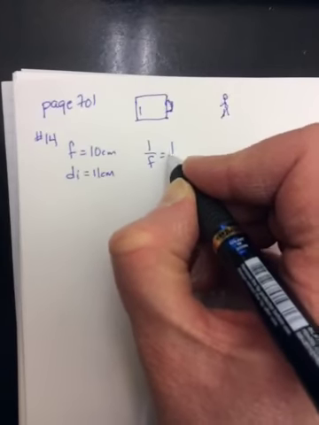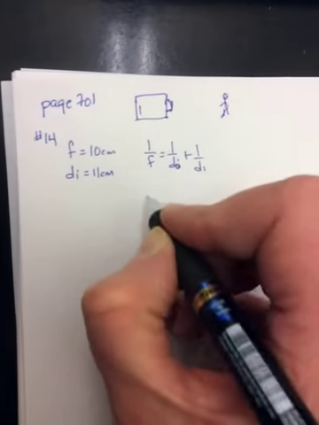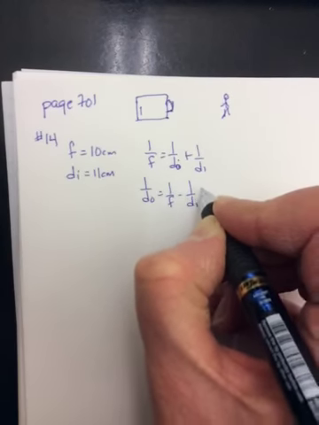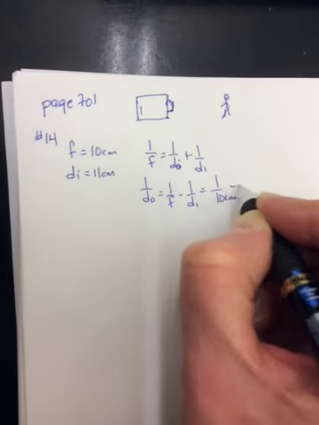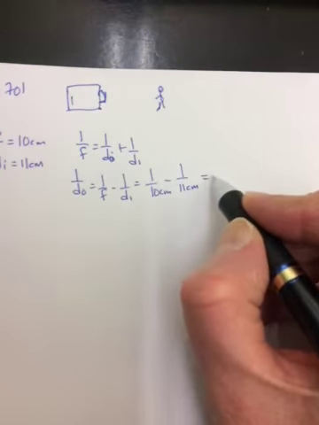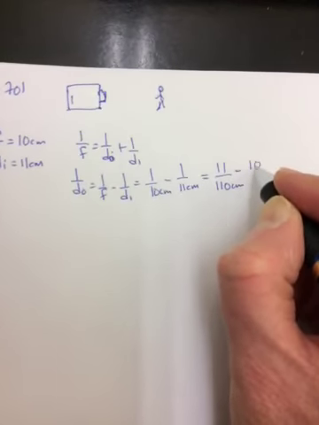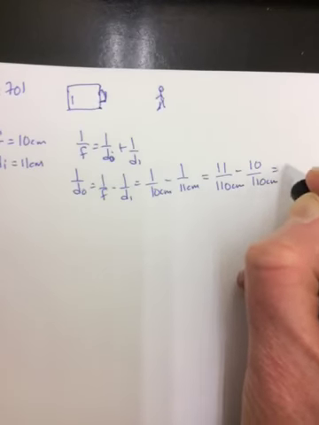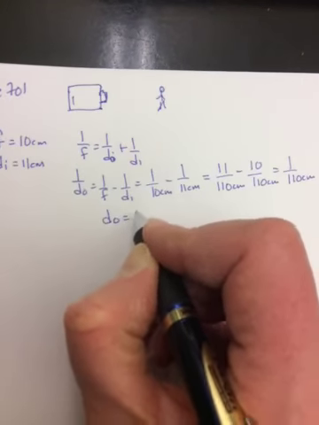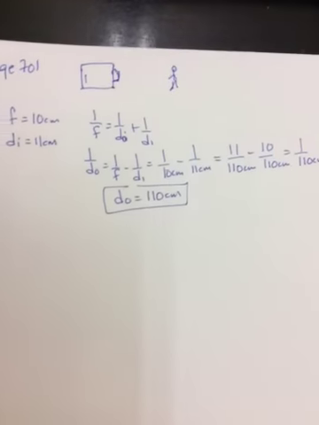So 1 over F is equal to 1 over DO plus 1 over DI. And so 1 over DO is equal to 1 over F minus 1 over DI. So 1 over 10 centimeters minus 1 over 11 centimeters. Common denominator will be 110. So this will be 11 over 110 centimeters minus 10 over 110 centimeters, which will equal 1 over 110 centimeters. So DO will equal 110 centimeters. So they need to be just over a meter away.